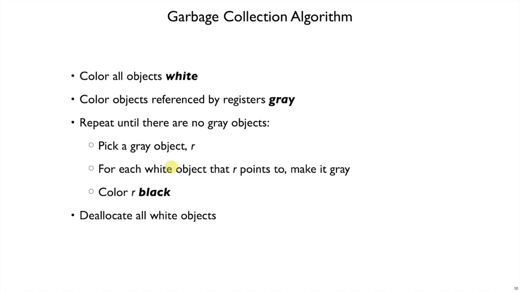We look at every object that that object references. If it's a white object, then we make the referenced object gray. If it's already gray, we leave it alone. If it's black, we leave it alone. After we've handled all of the objects that our selected gray object refers to, we color that object black. And then when we run out of gray objects, that means that everything is either white or black. The white ones are the ones that we did not reach, so we can just deallocate those. All the black objects are live, all the white objects can be reclaimed.